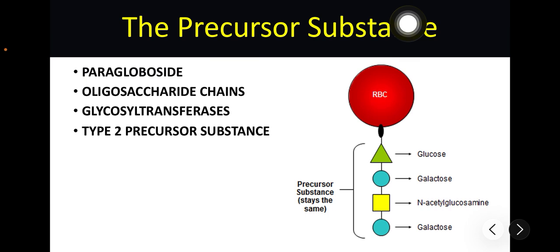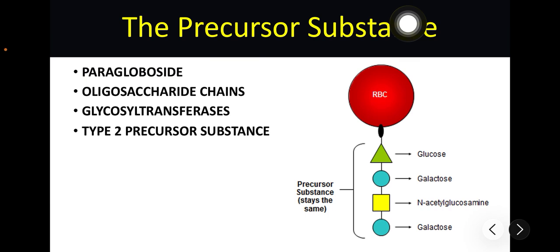We also have the glycosyl transferases. These are specialized enzymes that act as biological builders by catalyzing the transfer of glycosyl groups, or simple sugars, from one molecule to another during biochemical reactions. In the ABO system, these enzymes are the primary gene products. They recognize a specific precursor and attach a unique immunodominant sugar to it, which determines the individual's blood type.